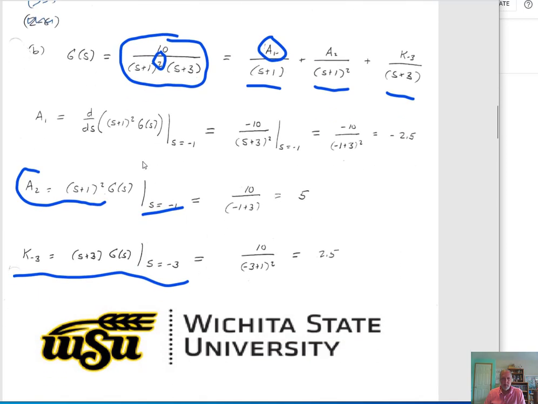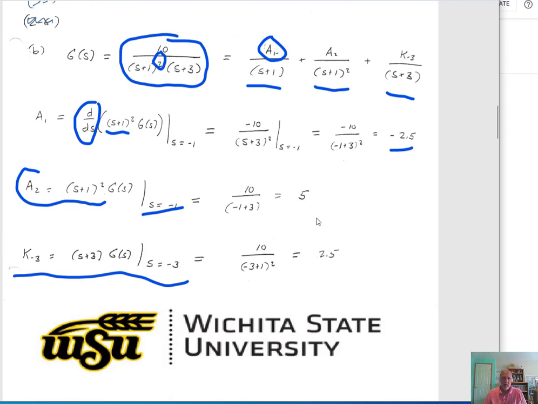But if you multiply by just s plus 1 across both sides, you're still going to have an s plus 1 in the denominator of a2, and you're going to be stuck because when you plug in minus 1, it's going to blow up and go to infinity. So one way to do that is to multiply by s plus 1 squared and then take the derivative, which knocks out one of the s plus 1's, and then you can evaluate for the a1.